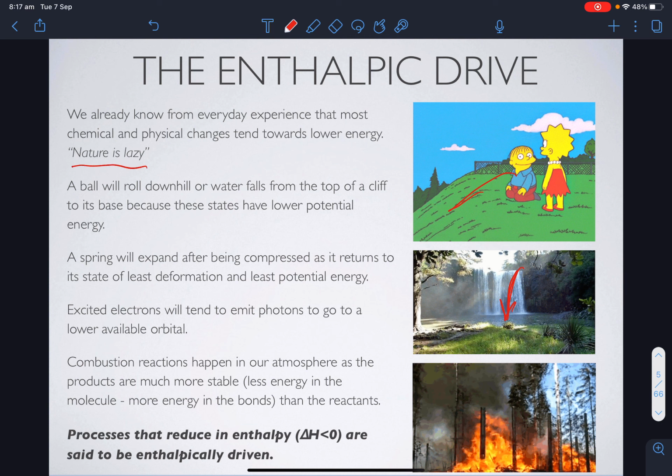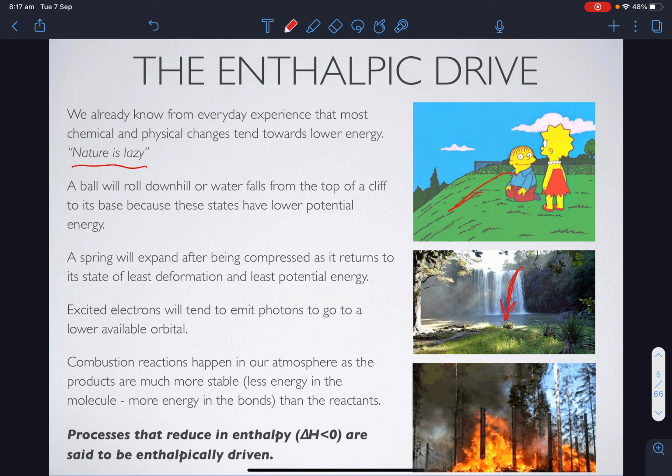So a ball will roll downhill, or water falls from the top of the cliff to a space, because the bottom has a lower potential energy. A spring will expand after being compressed, which is still potential energy, but kind of going back. A spring will expand because it wants the least deformation or the least potential energy. Excited electrons will emit photons. So electrons in outer orbitals, once they can get to a lower energy, they'll drop back down and emit photons. And also combustion reactions happen in our atmosphere as the products are more stable.